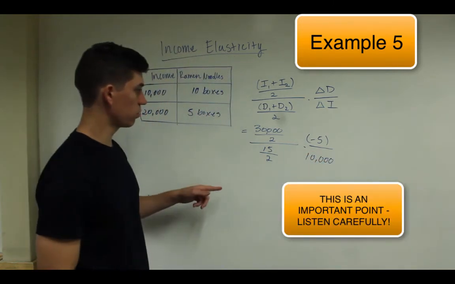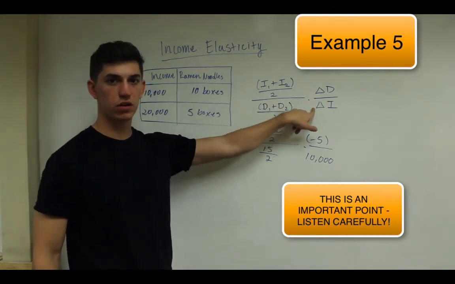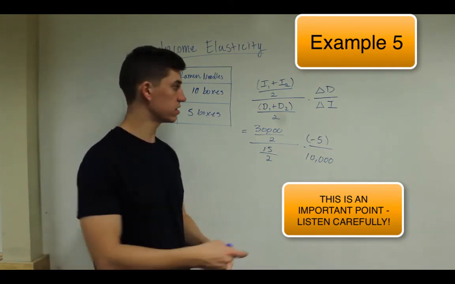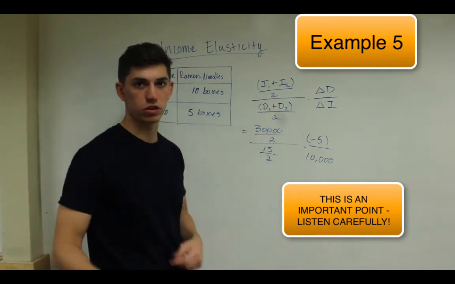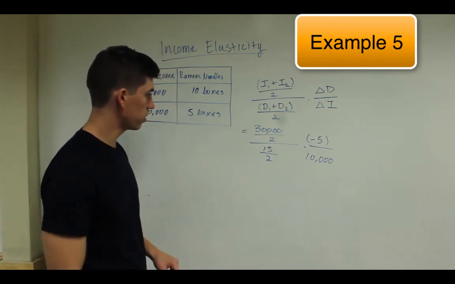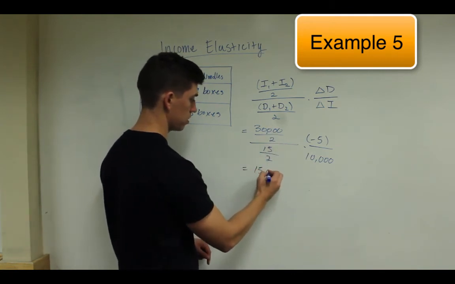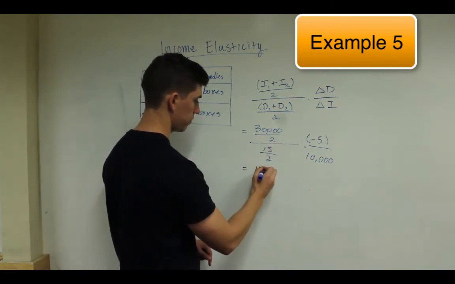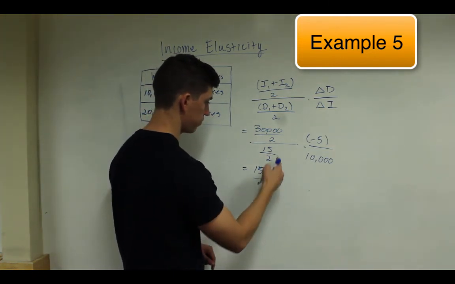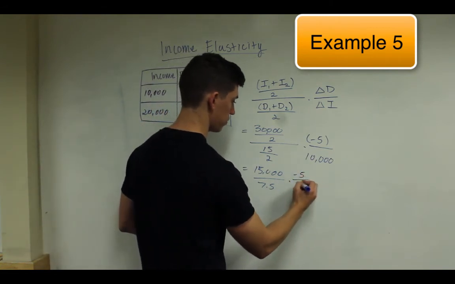Okay, the important thing to remember here is when you're doing the change in demand or the change in income, it doesn't matter if you do I2 minus I1 or I1 minus I2, but you have to be consistent between the demands and incomes, so you're checking in the same direction both times. Okay, this should simplify here. That's just 15,000 divided by 7.5, or 15 over 2, times negative 5 over 10,000.